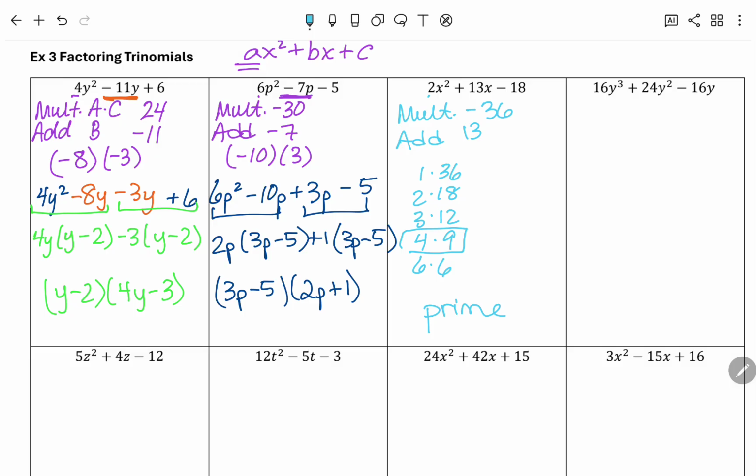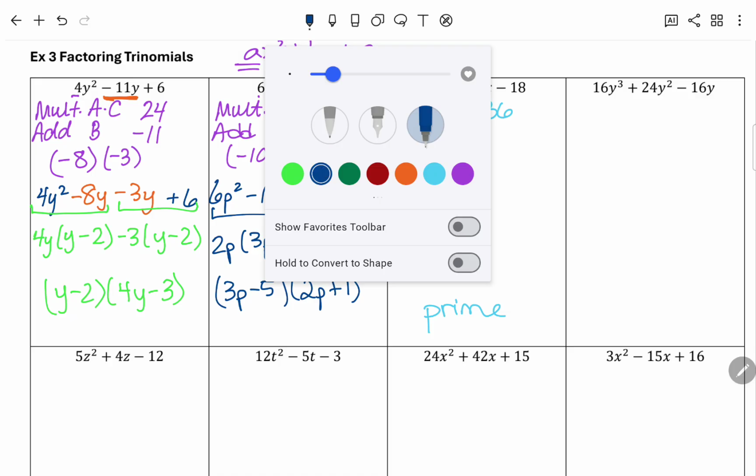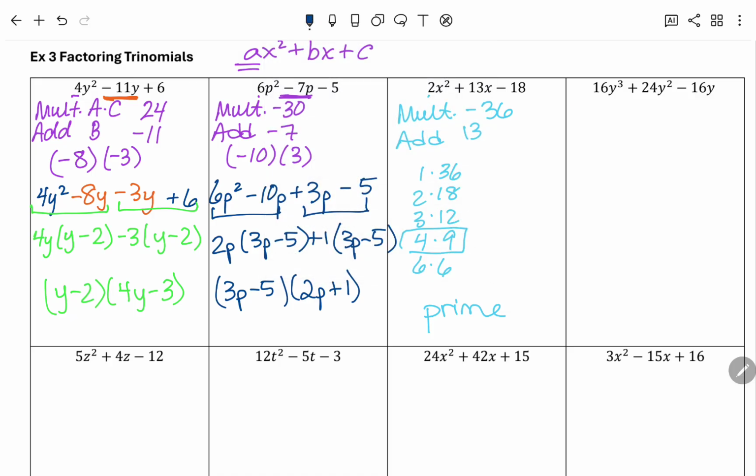Okay, next one. Ooh, what jumps out at me here? I see even numbers, right? I see y in every term. This is going to have a GCF. So let's do this one. So what is the GCF here? I can pull out an 8y.